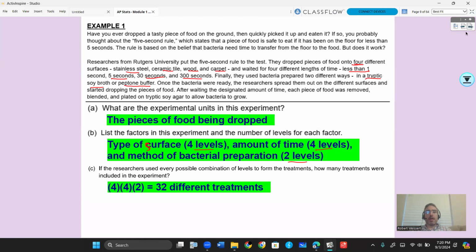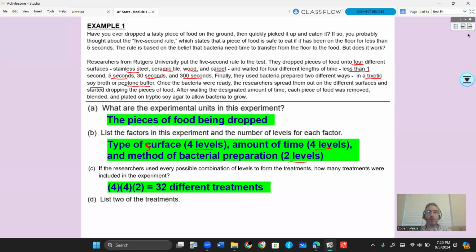Easiest way to do that is just multiply them together. Now we have four levels of surface, 4 levels of amount of time, and 2 levels of bacterial preparation. So that's actually 4 times 4 times 2, which is 32 different treatments. So we could theoretically have 32 different ways to compare the things and see which one gives the most amount of bacteria. Finally, at the end, what are we trying to measure? Well, we're trying to measure how much bacteria growth on the food occurred.